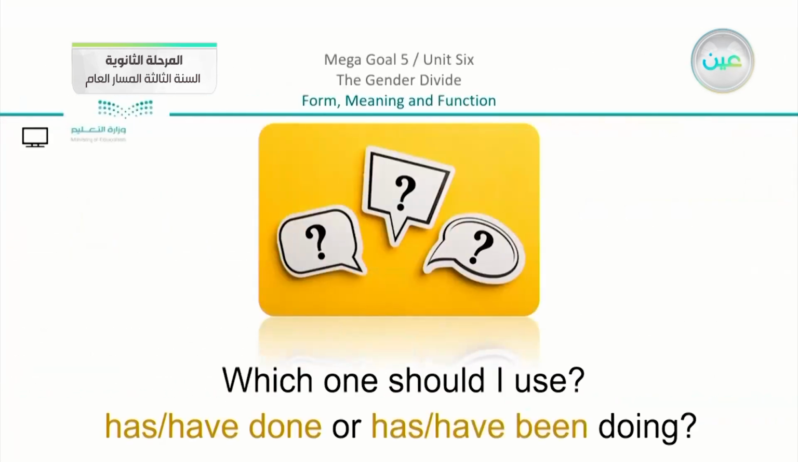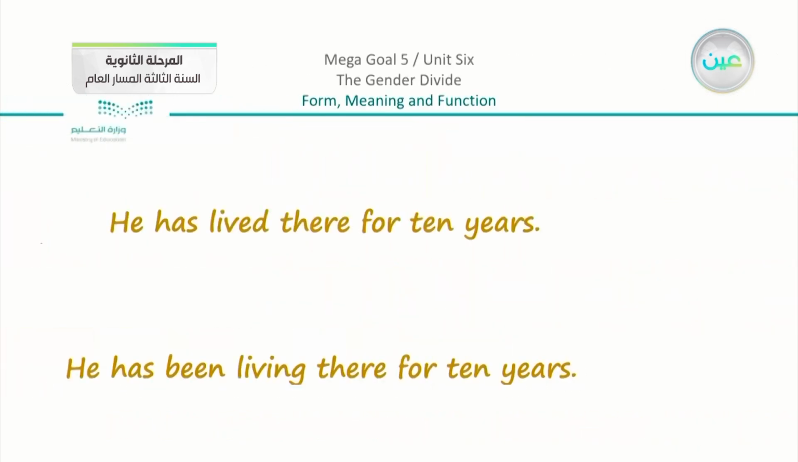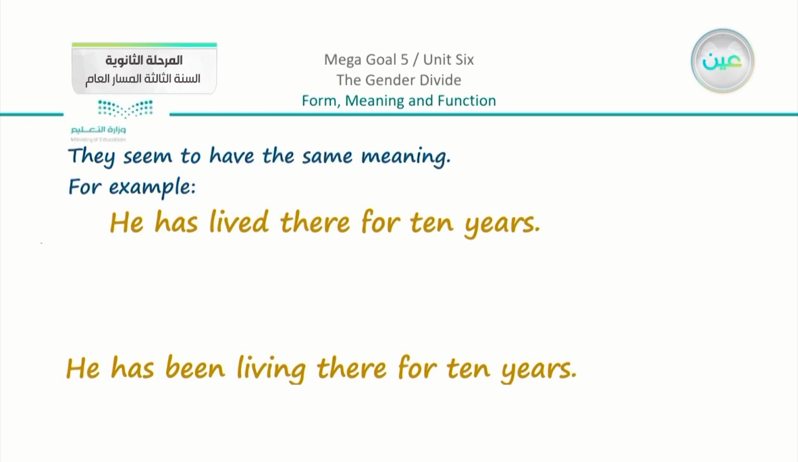Moving on, we can see we have this question. Which one should I use? Should I use "has" or "have done", or "has" and "have been doing"? So we're going to see here. We have these two examples. Now they seem to have the same meaning.